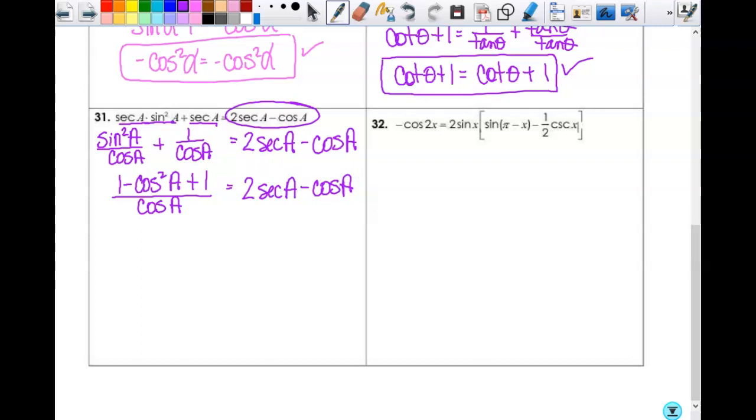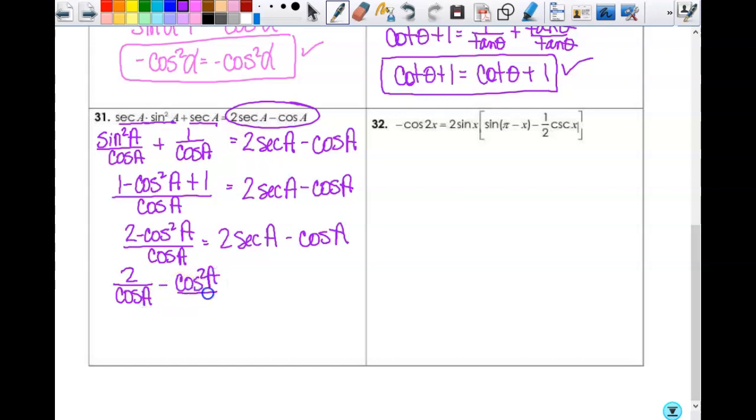So now if I clean this up, I'm going to get (2 minus cosine squared A) over cosine A equals 2 secant A minus cosine A. So I have two terms, I'm going to split them. I'm going to get 2 over cosine A minus cosine squared A over cosine A. So I had two fractions, I put them together, and then I split them back, but that allowed me to take care of some stuff in there. So this I can rewrite as 2 secant A minus, and then when I cancel out one of those cosines, that's cosine A, and I'm done.